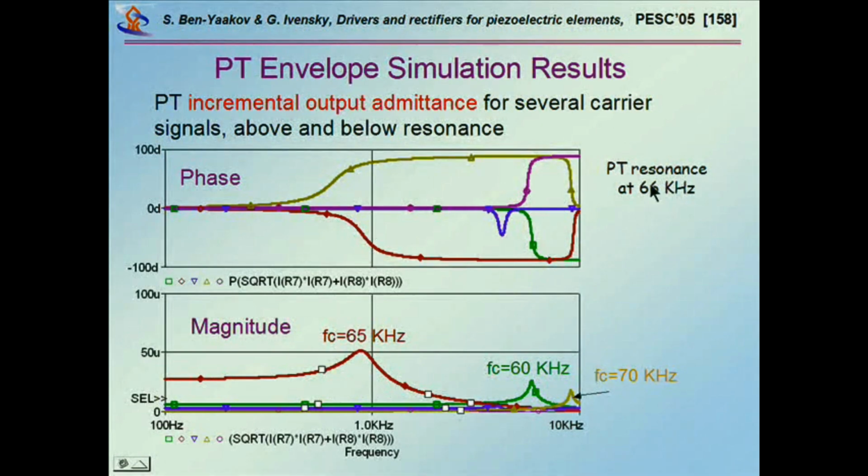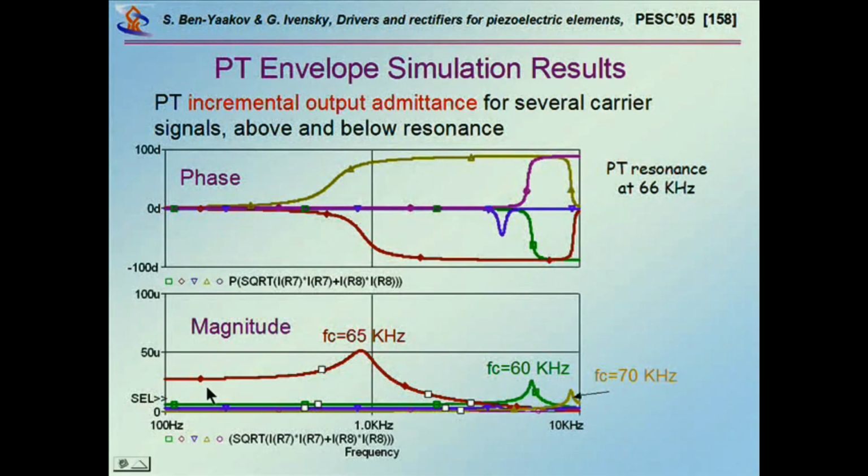Why? Because the resonant frequency of the PT is about 66, the carrier frequency is 65, so the modulation frequency for the peak value is about 1 kilohertz. These are rounded numbers. Now, if the carrier frequency is different, like 60, you get, of course, the peak somewhere else. So what you see here is that in order to understand what is going on, you have to specify at what carrier frequency you work. It will behave differently at different carrier frequencies.